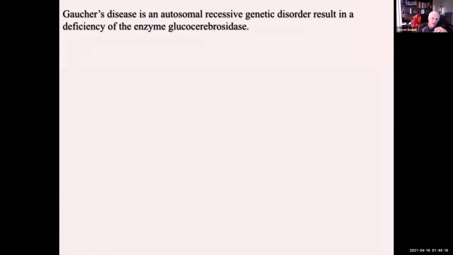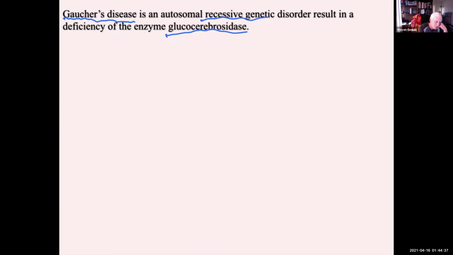Okay, another disease is Gaucher's disease. Gaucher's disease is more common, and you will see this in your clinics and in your emergency room. Gaucher's is a recessive gene also, the same genetic tree that we drew for the other ones. It results in deficiency of the enzyme glucocerebrosidase.